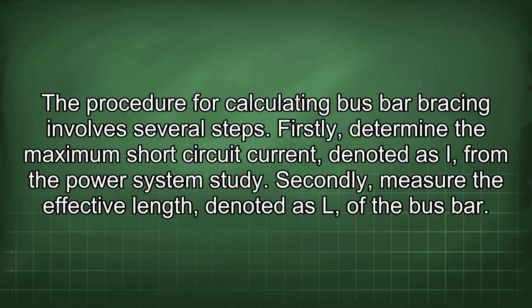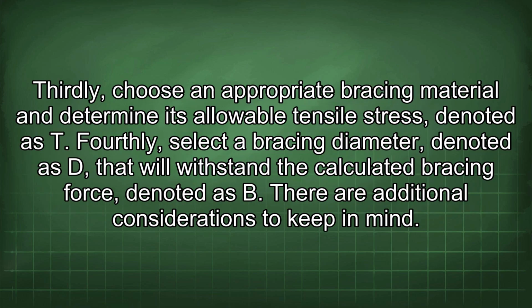The procedure for calculating bus bar bracing involves several steps. Firstly, determine the maximum short-circuit current, denoted as I, from the power system study. Secondly, measure the effective length, denoted as L, of the bus bar. Thirdly, choose an appropriate bracing material and determine its allowable tensile stress, denoted as T. Fourthly, select a bracing diameter, denoted as D, that will withstand the calculated bracing force, denoted as B.